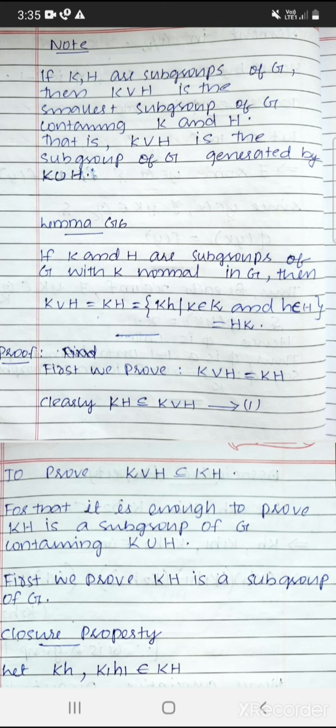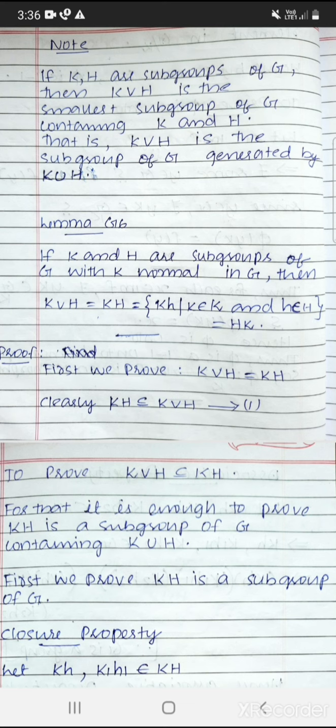Okay. Firstly, we're gonna prove K join H is equal to KH. For that, we need to prove KH is contained in K join H and K join H is contained in KH. If these two things are proved, then we can directly say that KH is equal to K join H. So from the definition of K join H, it's clear that KH is contained in K join H. Okay, that's denoted by equation number 1.